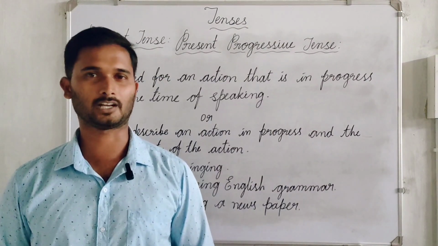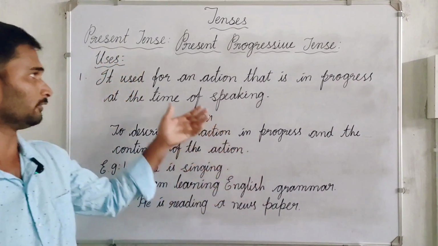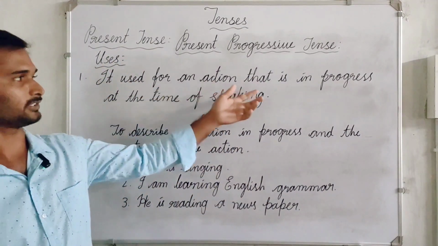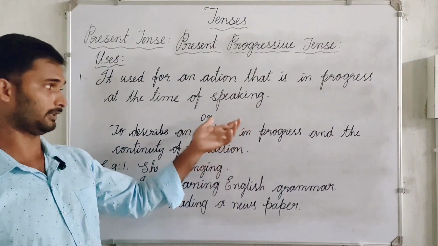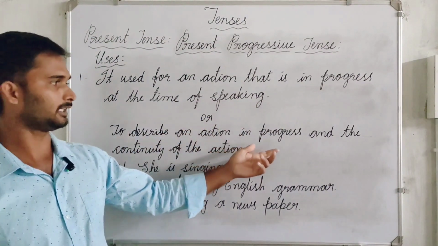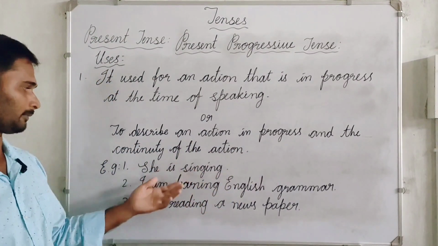Let's learn the uses of the present progressive, or we also call it present continuous tense. Here is a use. First use. It is used for an action that is in progress at the time of speaking. And we also have one more definition for it: to describe an action in process and the continuity of the action. Here are some examples.